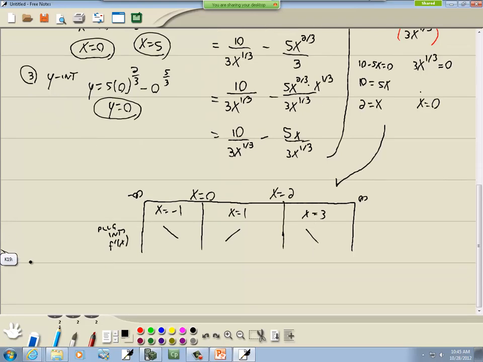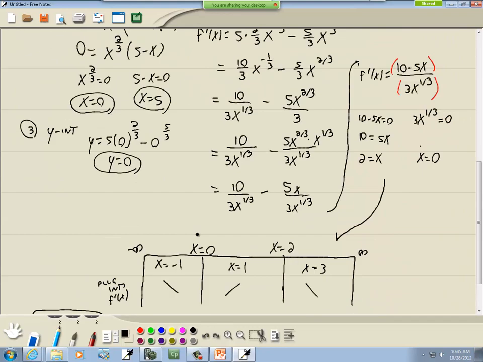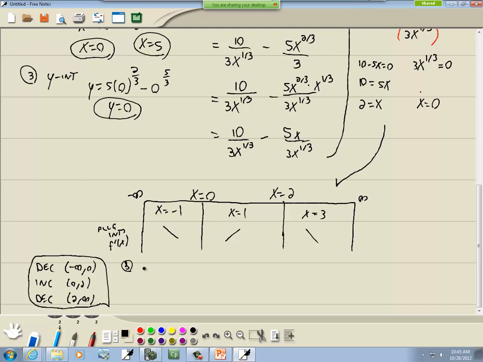So for our increasing and decreasing, it's decreasing from -infinity to 0. Then it's increasing from 0 to 2. And then it's decreasing from 2 to infinity. Now, for our relative extrema, assuming our graph exists there, where it changes from increasing to decreasing or vice versa, there's mins and maxes. So this is decreasing, changes to increasing, so this is a min, and this is a max. So we're going to have a relative min at 0, something, and a relative max at 2, something.